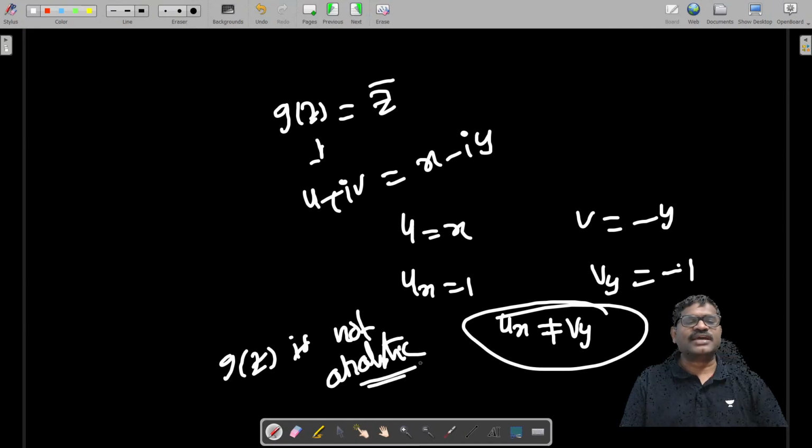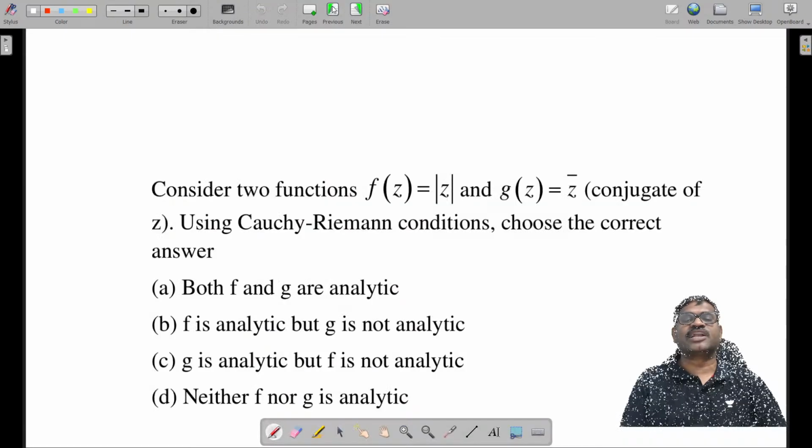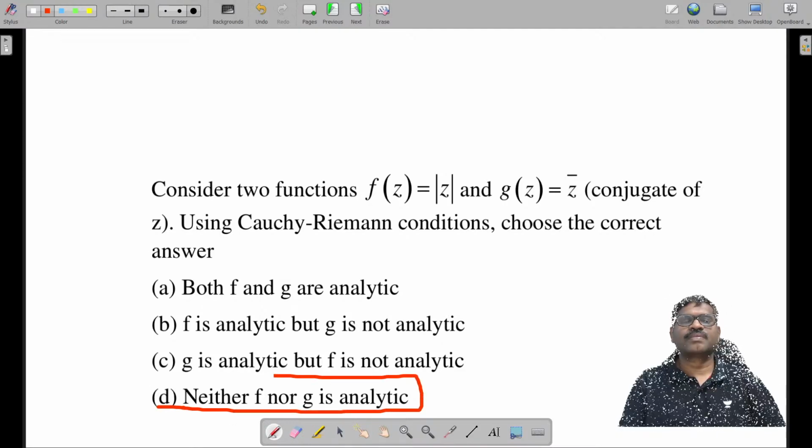So neither F is analytic nor G is analytic is the correct option. Neither F nor G.